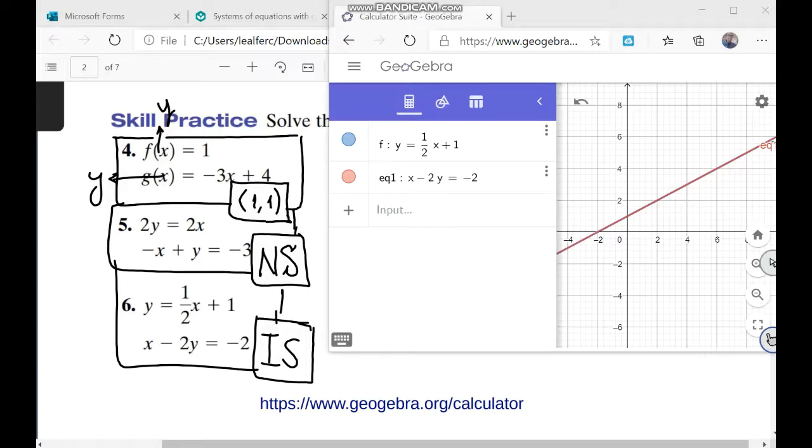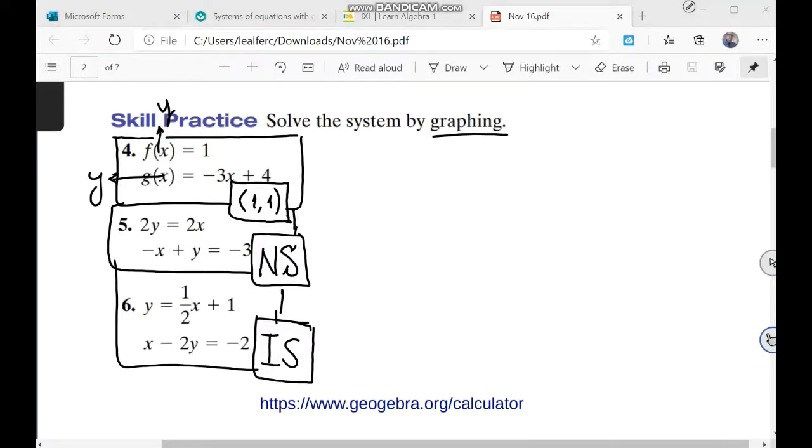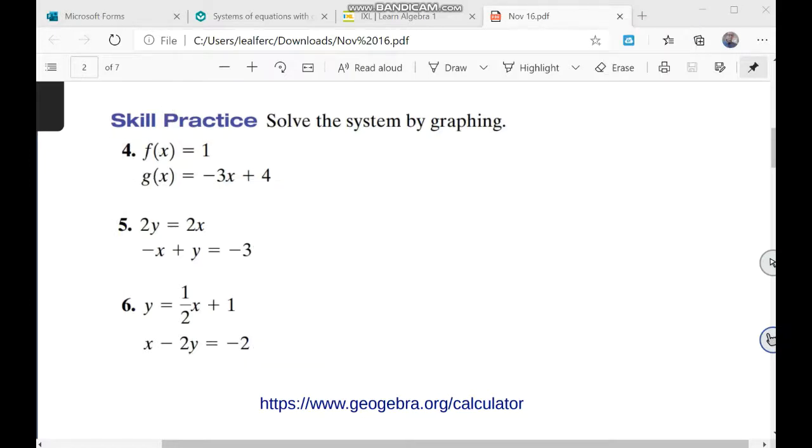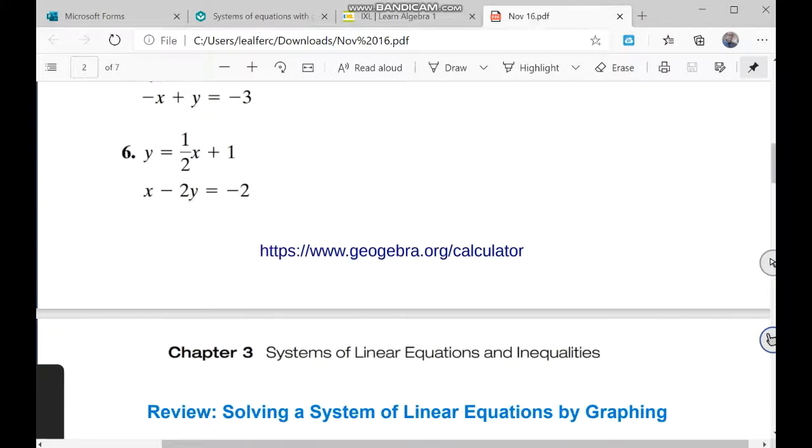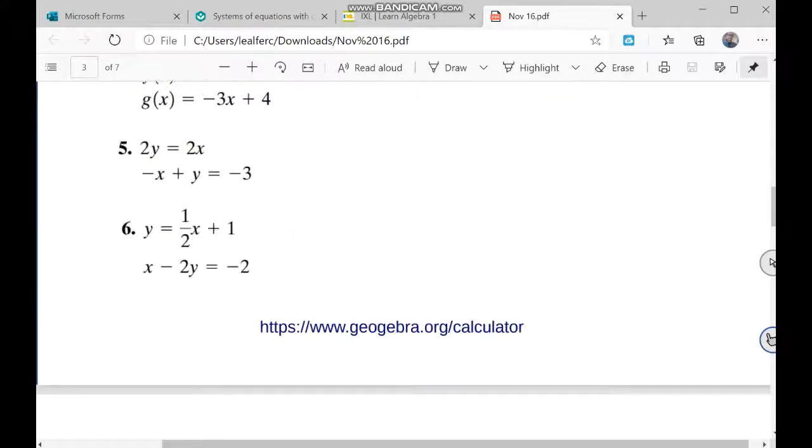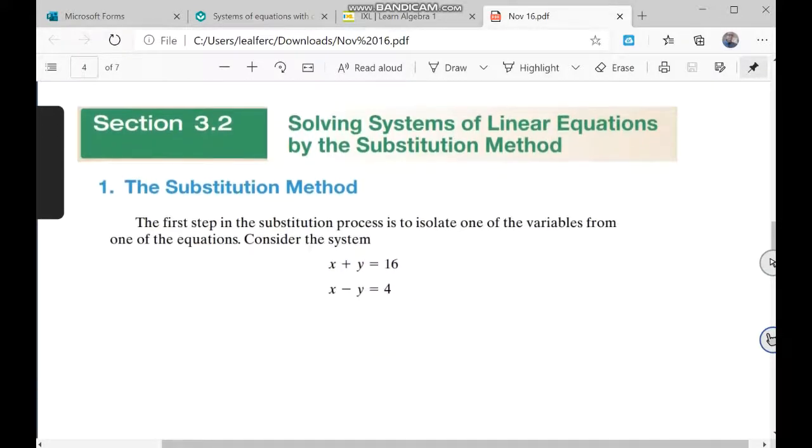This is a quick review from last week. We learned how to use the graphing to solve system of equations. Today we will start a new method. We will learn how to apply a different method to solve system of linear equations. We're going to use the substitution method. So last week we used the graphing method, and this week we're going to use the substitution method.